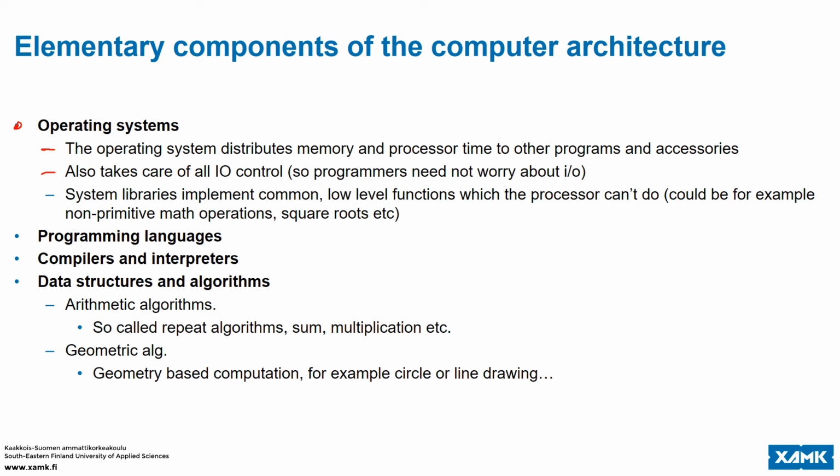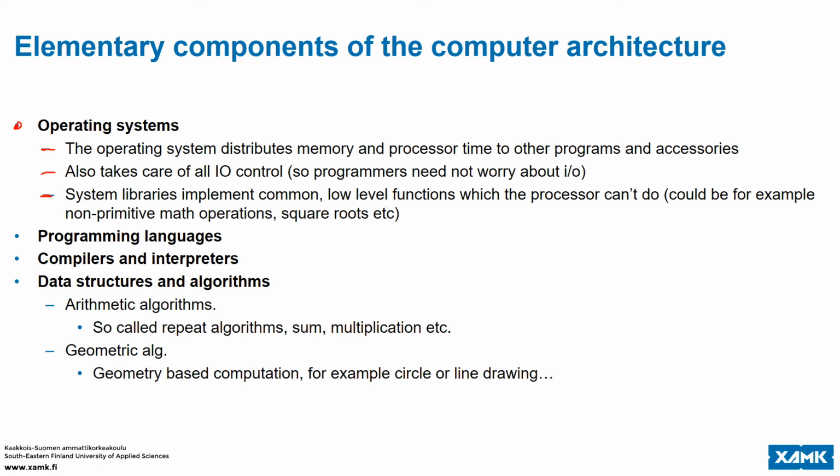And then what the operating system also does, which is often forgotten, is that system libraries that come with many programming environments are actually not tied to the programming language in use. They actually need to come with the operating system, or at least the operating system has to provide some interface for programming language libraries to access all of these hardware features. So the operating system comes with some libraries that implement common low-level functions which the processor can do.